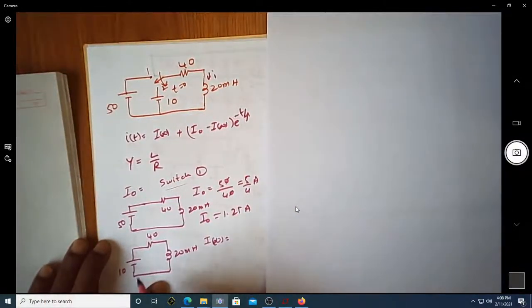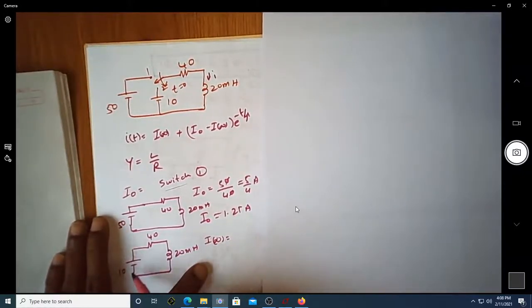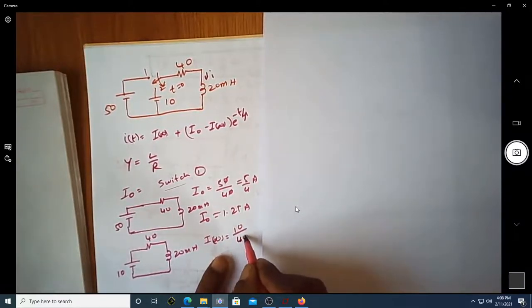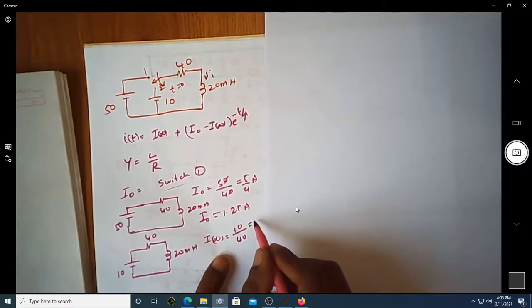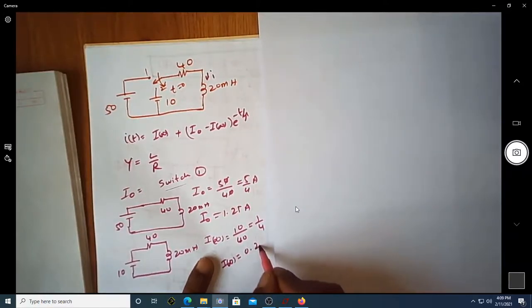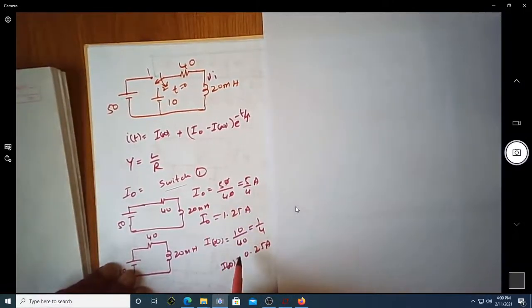Under that condition, the 10 volt power supply is coming in series with this network. For any time far greater than 0, the inductor acts like a short circuit. Then I infinity will be 10 volt divided by 40 ohm, which is 1 by 4, so I infinity is equal to 0.25 amperes.